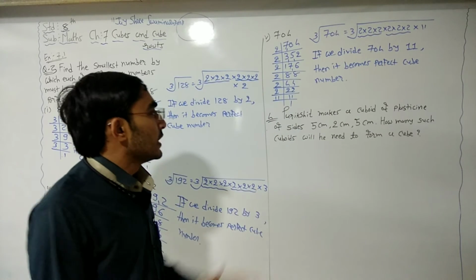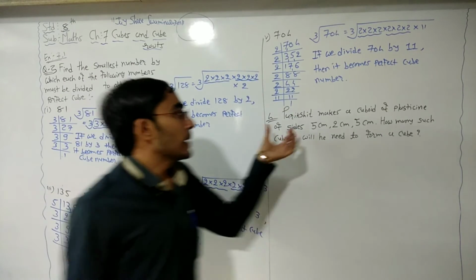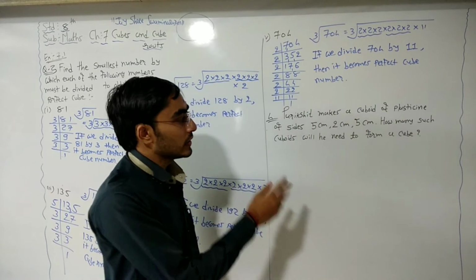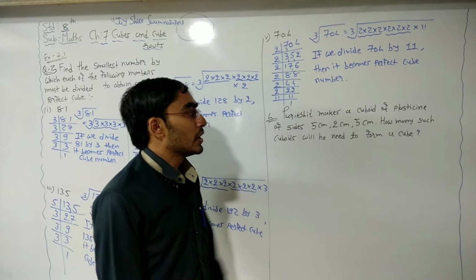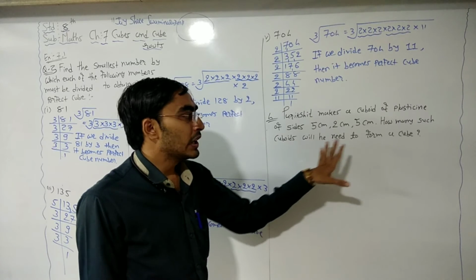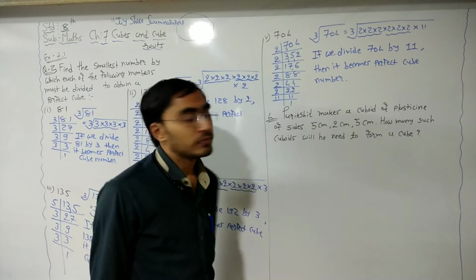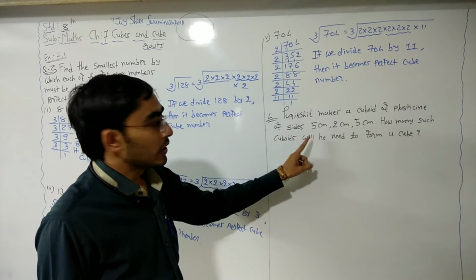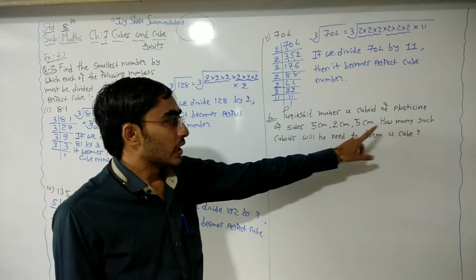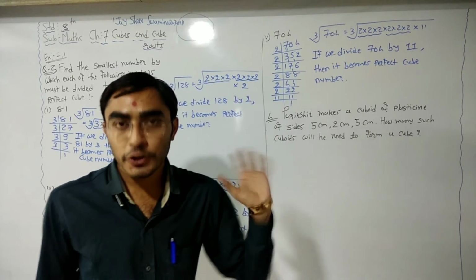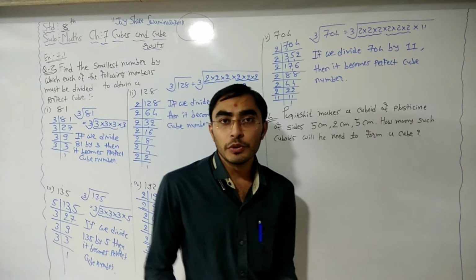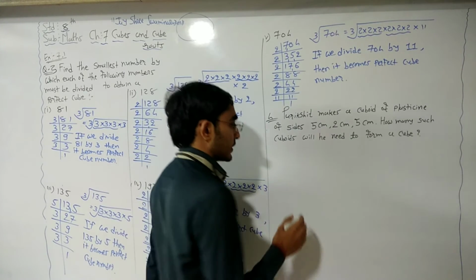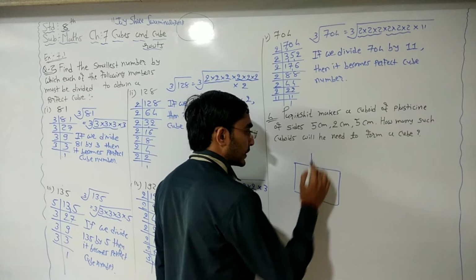Okay. Then next is question number 4. Parikshit makes a cuboid of plasticine of sides 5 cm, 2 cm and 5 cm. How many such cuboids will he need to form a cube? Finally, we need to make the cube. In cube, what is the property of cube? Cube is a 3D object. Okay, cube means what? It's a 3D object.